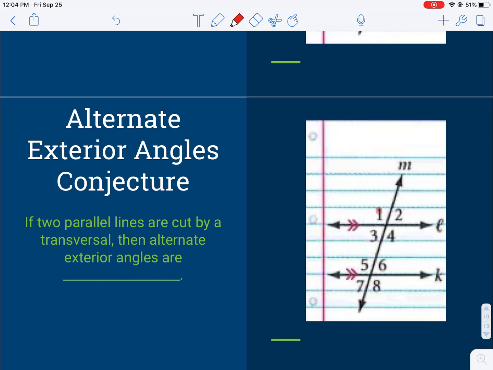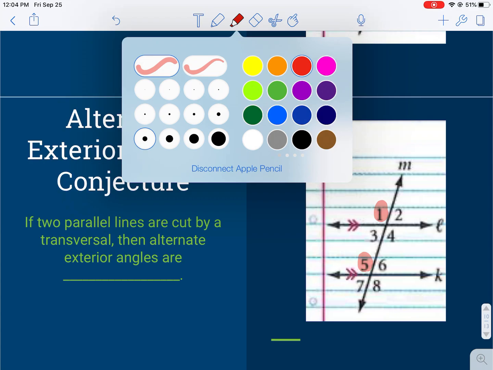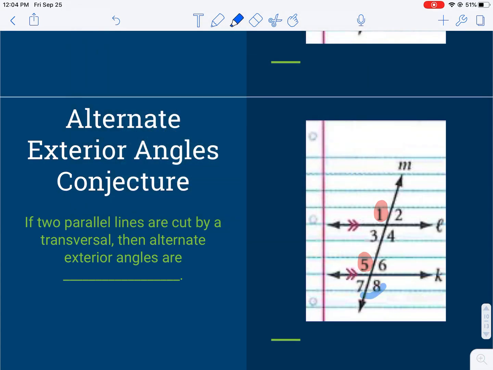Similar idea. We know angles 1 and 5 are congruent because they correspond. We also know 5 and 8 are congruent because they're vertical angles. Well, if 1 is congruent to 5 and 5 is congruent to 8, then 1 must be congruent to 8. So I can say my alternate exterior angles are also congruent if my lines are parallel.